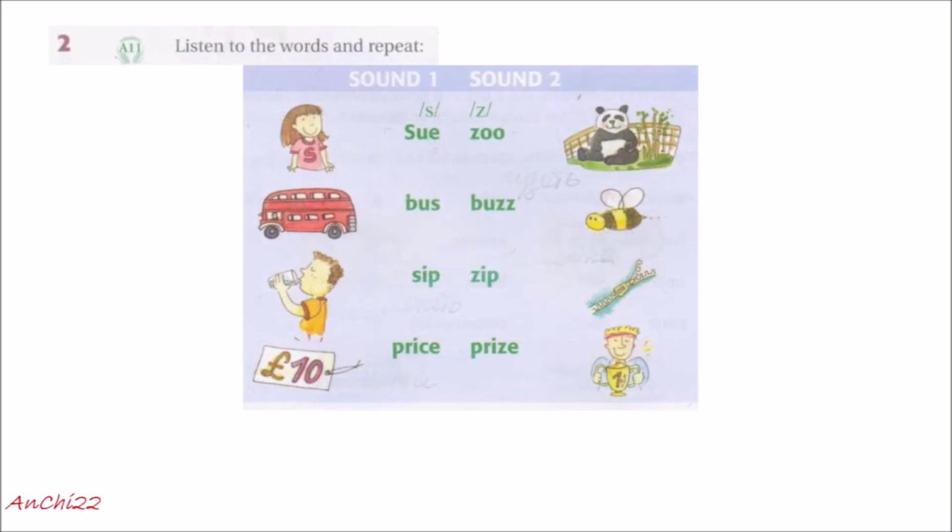2. Sue, zoo, bus, buzz, sip, zip, price, prize.